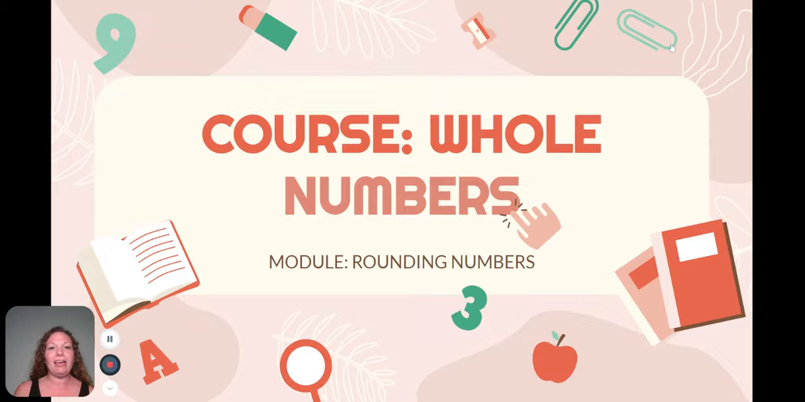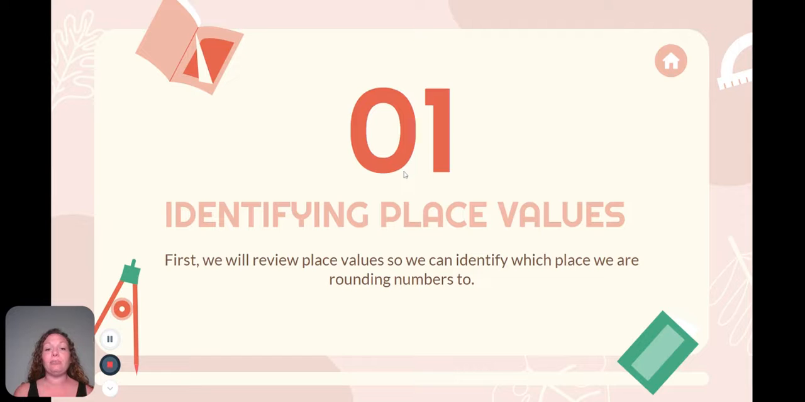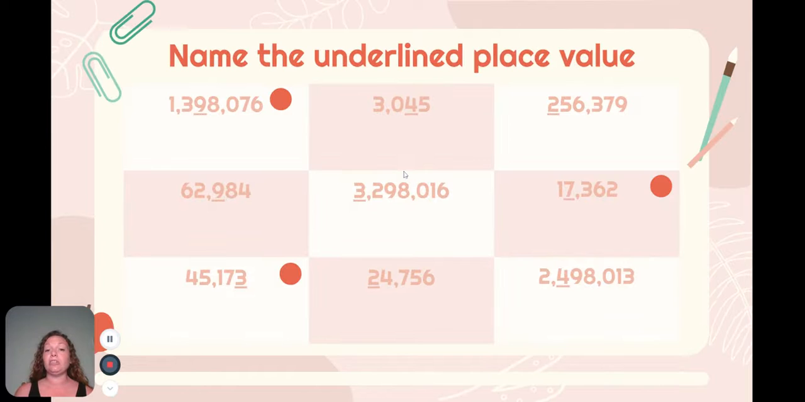All right, welcome back. And we're still talking about whole numbers, but now we're going to round some numbers. Rounding means that we need to look at place values. So identifying place values is super important to this lesson. So first, we're going to practice using place values, and we're going to figure out which digits are where.